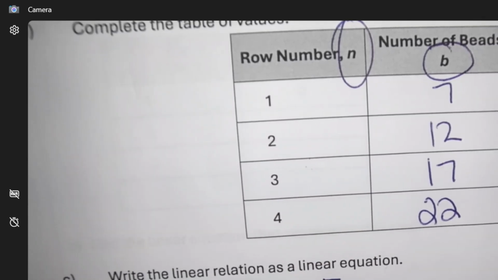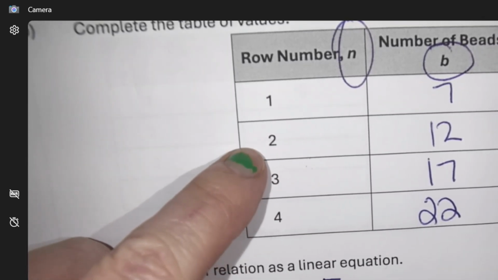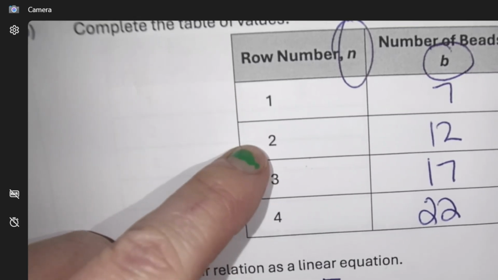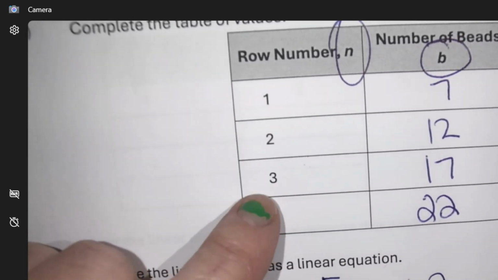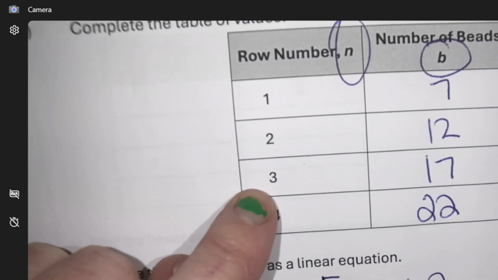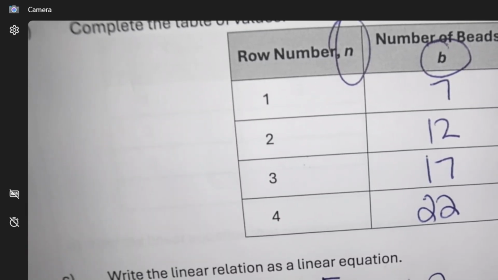So ready? If I pick any row, so 2. What's 5 times 2? 10, but I got to get to 12. Plus 2. Does it work? Let's try 3. 5 times 3 is 15. Plus 2. Works.